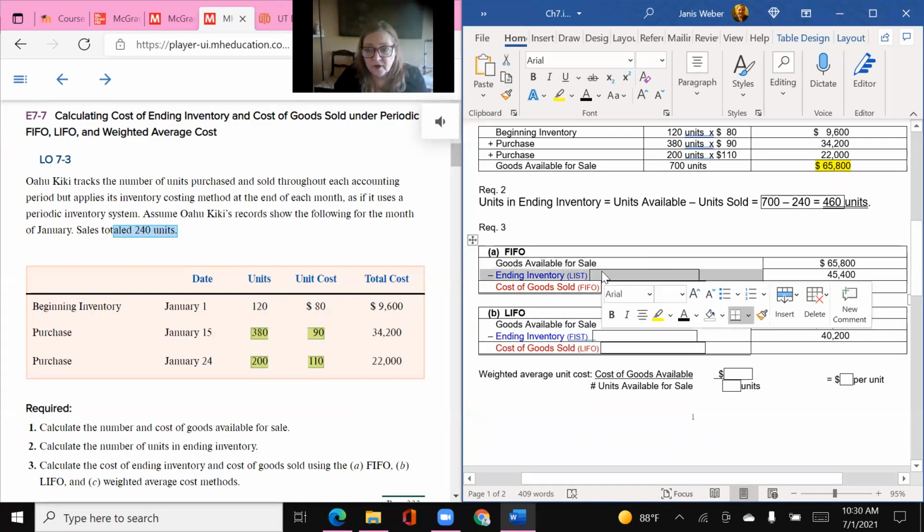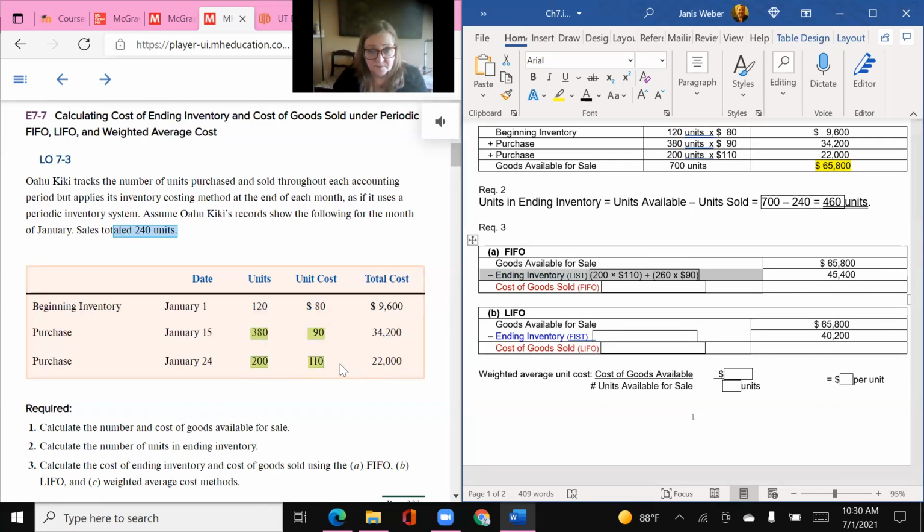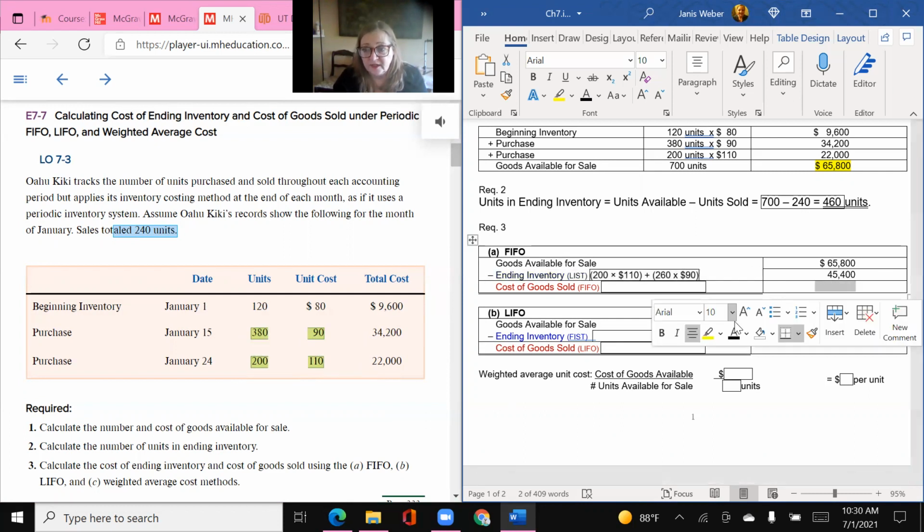I think I have this right here. And 260 to make up the 460 at $90. So that's where this 45,400 is coming from. It's just a calculation of these 200 units plus 260 of this middle January 15th purchase. So the cost of goods sold is whatever's left after you take the total goods available and reduce it by the ending inventory. And that tells you what the cost of goods sold is.